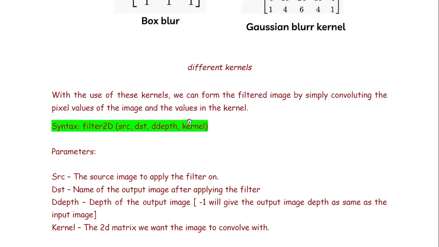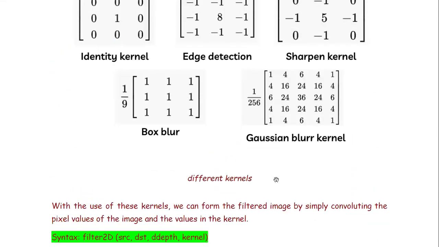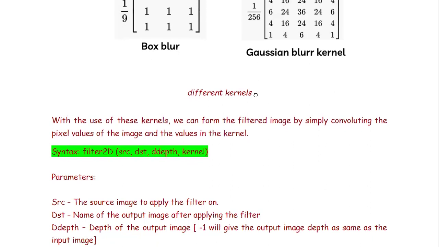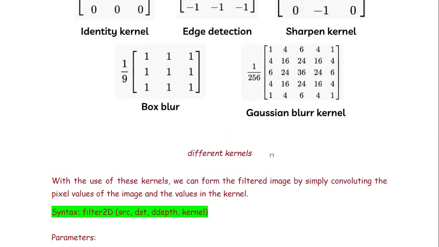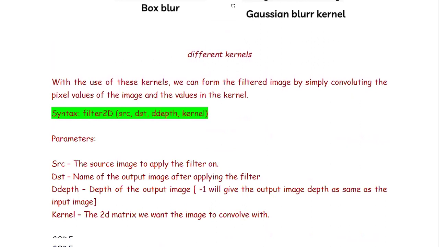With these kernels, we can form the filtered image by simply convolving the pixel values of the image with the values in the kernel. I hope this concept of kernel is now very clear to you. For different tasks, we have to take different kernels, some random kernels by your choice and some specific kernels like the ones I have shown here.